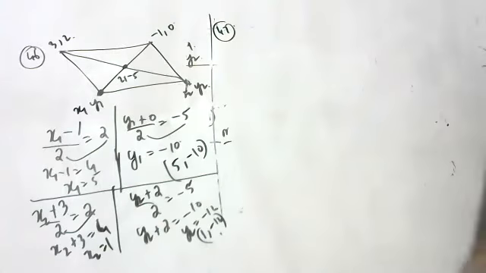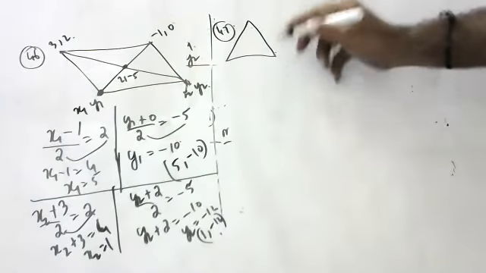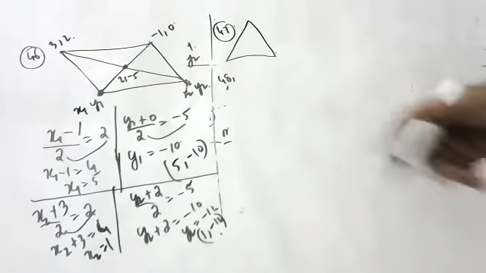47th question: if the coordinates of the midpoints of the sides of a triangle. Children, this is a very big sum, and I already told you just now. I can't say it again, children. Question 48, now only I told.